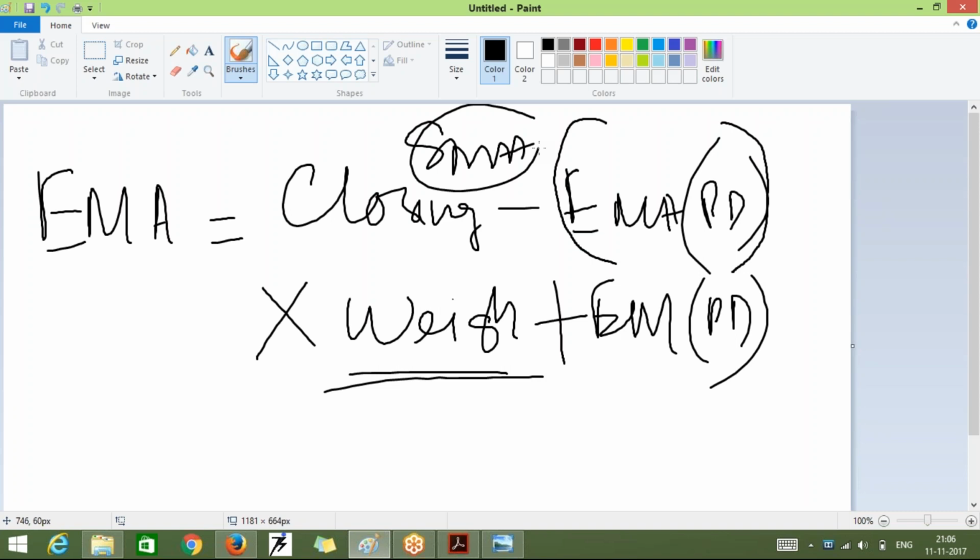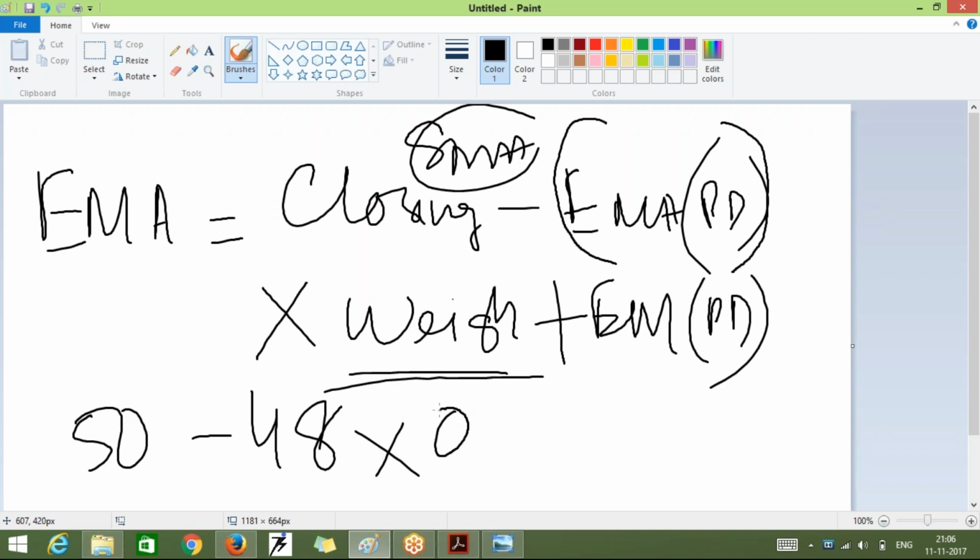So suppose the closing price is 50, minus the exponential moving average, which would be 48 suppose. Then the weight factor which we have calculated, 0.5, plus the EMA of the previous day, again that is 48.